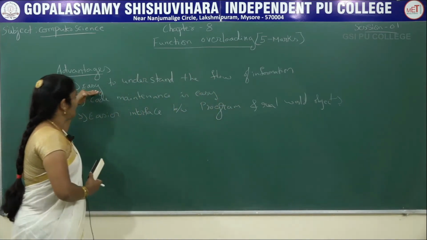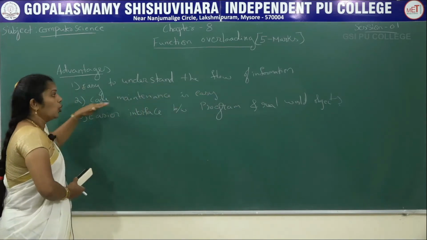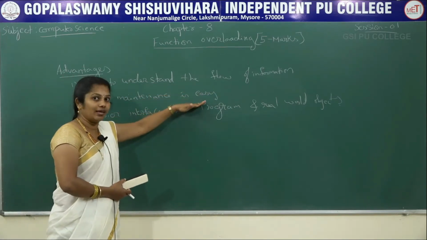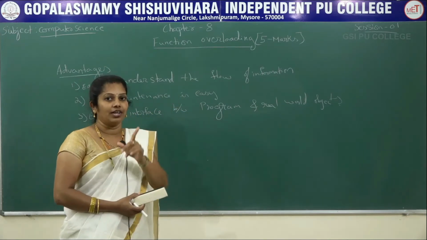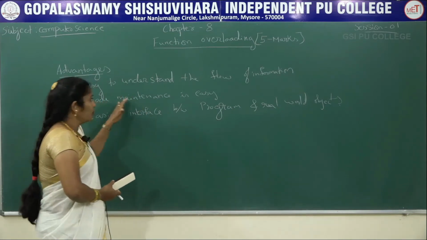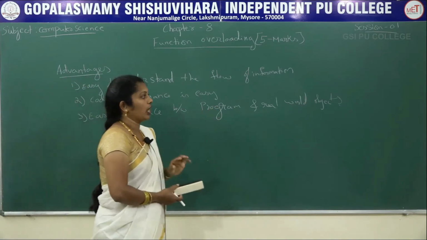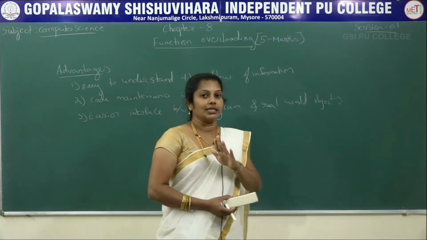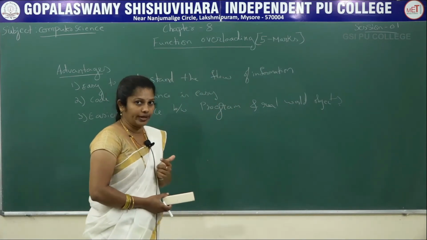The common advantages: easy to understand the flow of information. Code maintenance is also very easy. I can easily maintain the code. The only main thing is the difference in the number of arguments that I have to identify. Code maintenance is easy, and with that, an easier interface between program and real world object. These are the 3 advantages you will get in function overloading.